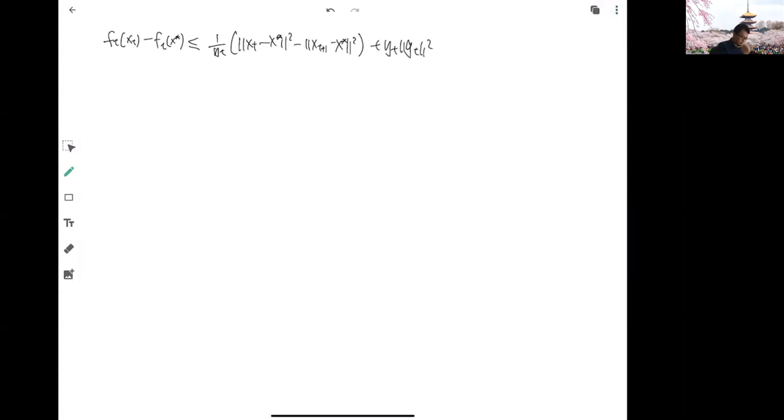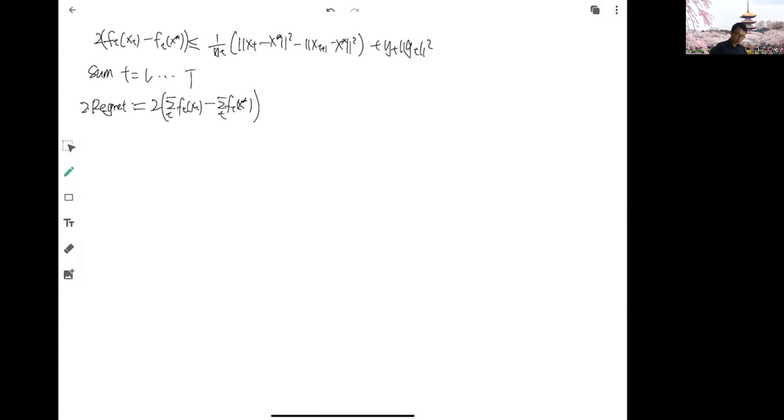So there's a factor of 2 here. Let's add everything together, and on the left hand side we obtain the regret, 2 times the regret. This is defined to be 2 times the sum of f_t(x_t) minus f_t(x star).